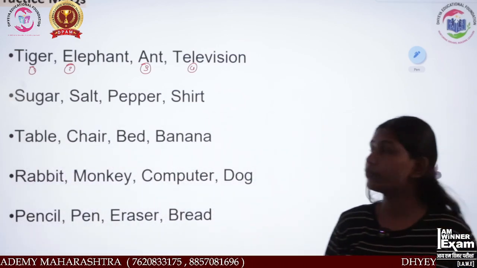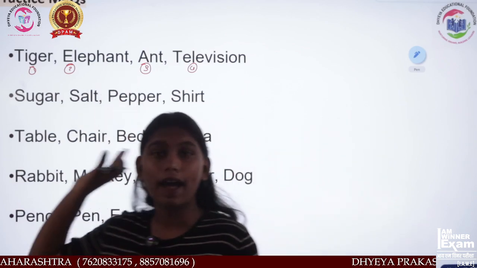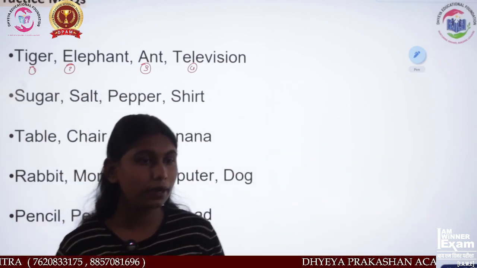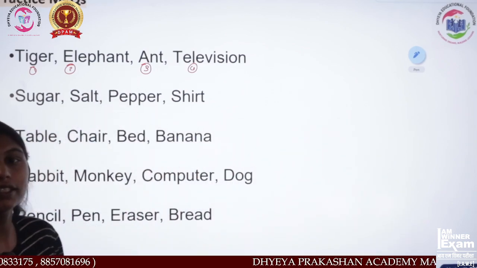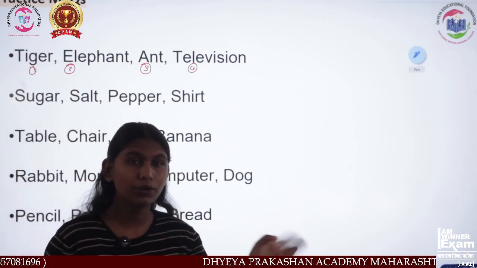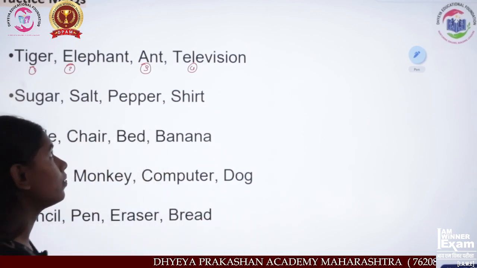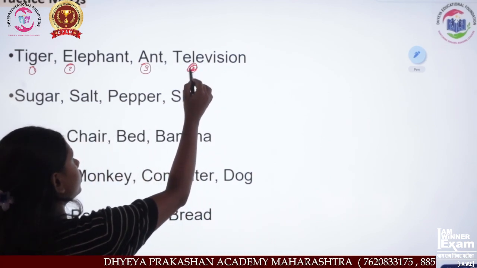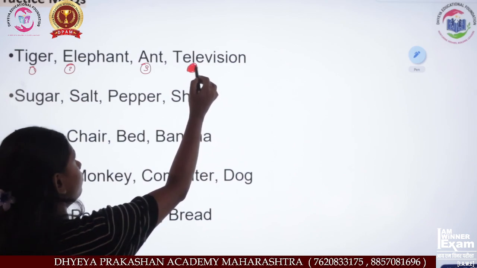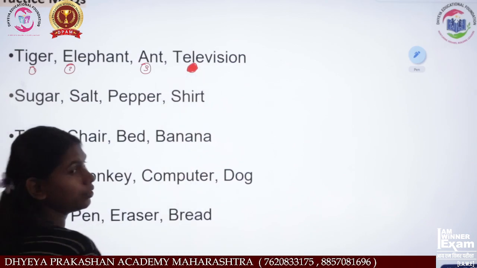Now here tiger, elephant and are the animals, right? But television is not an animal, means TV is not an animal, right? It is an electronic device. So you have to tick the option number 4, that is different from all of the 3.